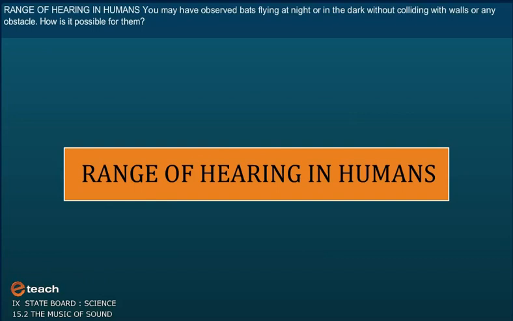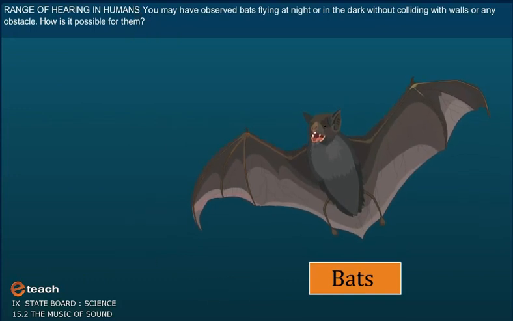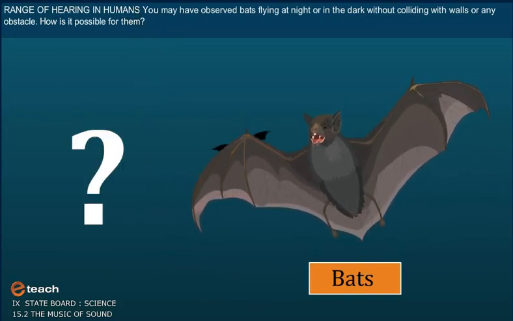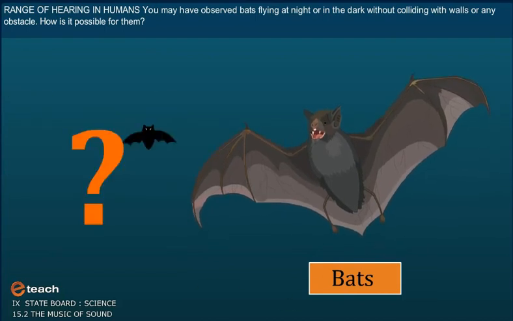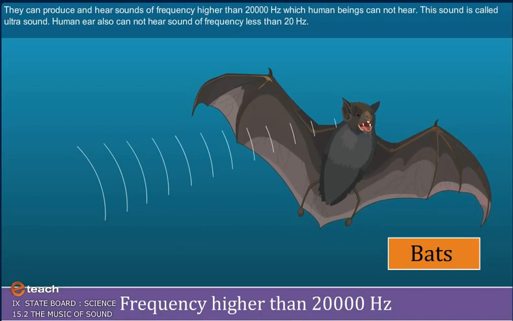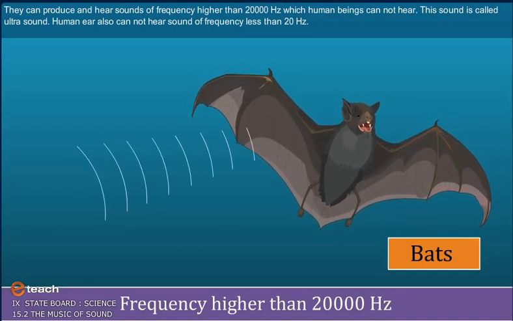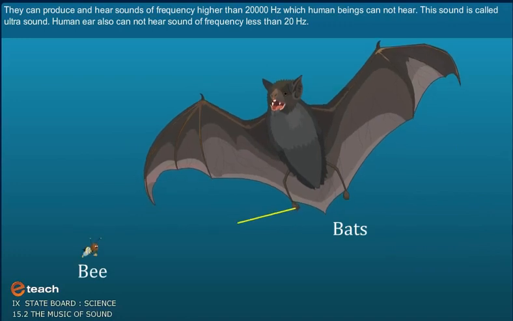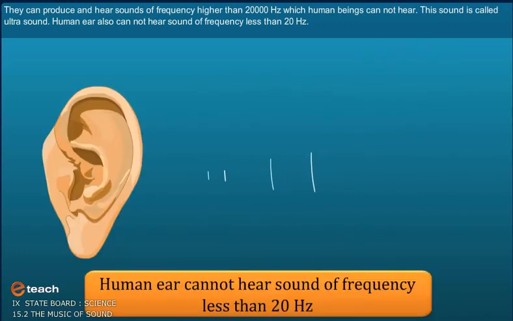Range of hearing in humans. You may have observed bats flying at night or in the dark without colliding with walls or any obstacle. How is it possible for them? They can produce and hear sounds of frequency higher than 20,000 Hz, which human beings cannot hear. This sound is called ultrasound.